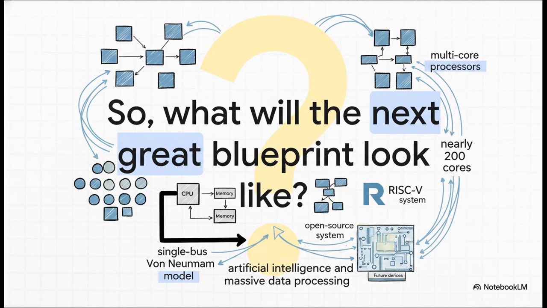From that original single-bus von Neumann model to the crazy multi-core processors we have today, computer architecture is always evolving. As we demand more and more for things like AI and huge data processing, engineers are designing totally new blueprints, things like open-source RISC-V systems and processors with almost 200 cores. So that really just leaves us with one final thought. What will the blueprint that powers our future even be capable of?